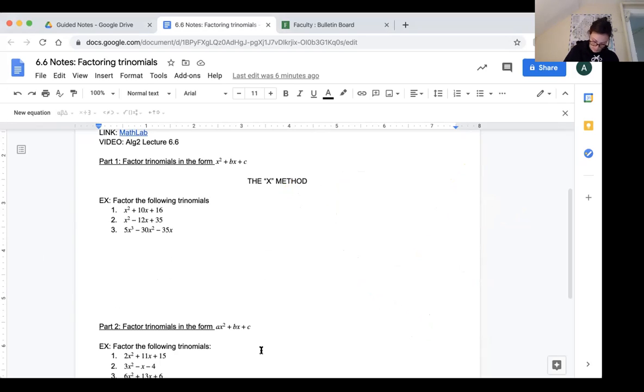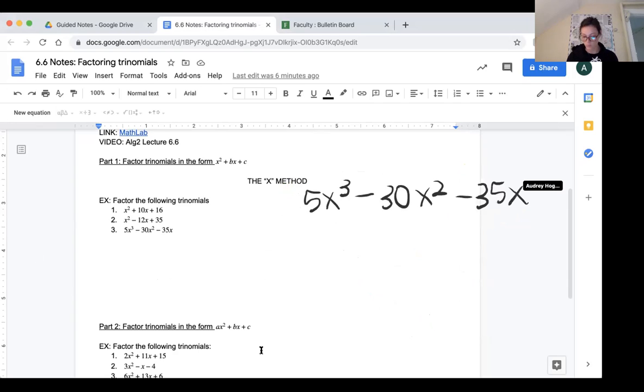All right, let's do one more. We have 5x cubed minus 30x squared minus 35x. Well, this one looks a little different. So the first thing we want to do with this one is look at it and make it easier for ourselves, because it's all about making our lives easier.